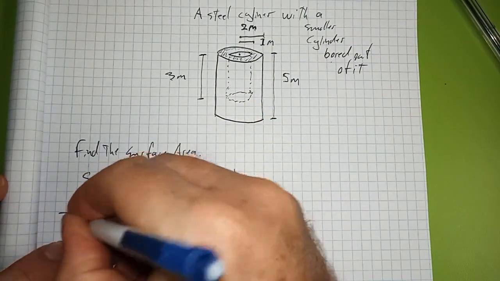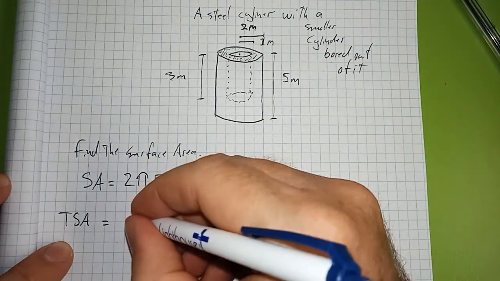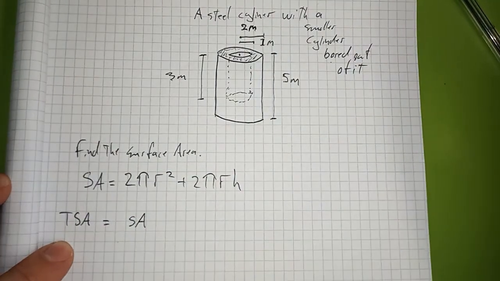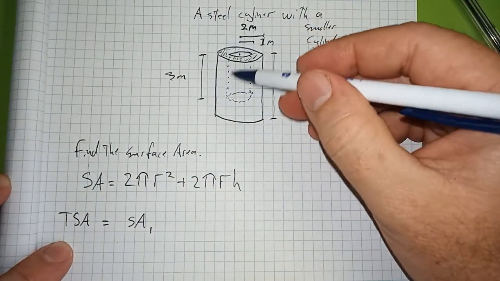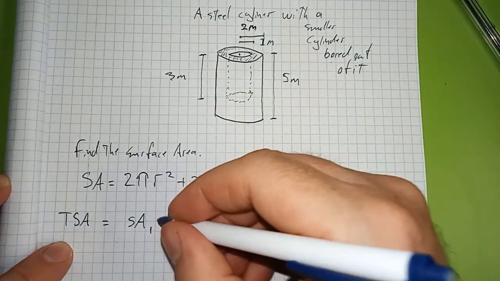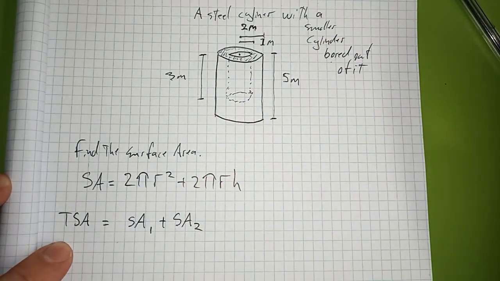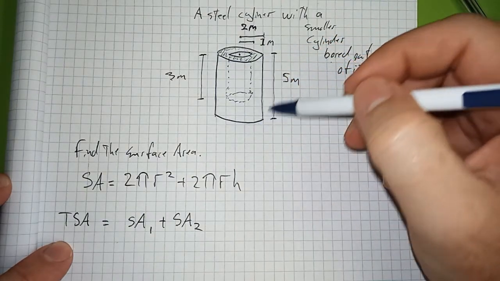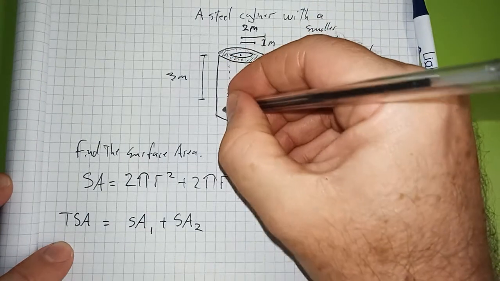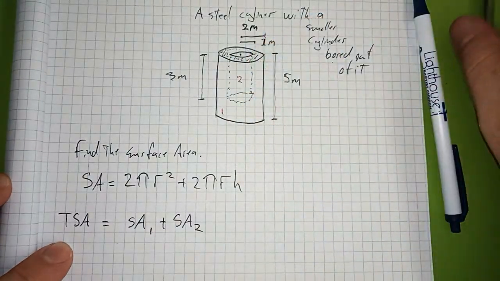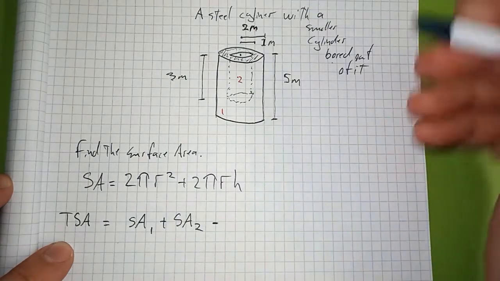Total surface area of this shape, TSA, equals surface area of 1. And this is going to increase the surface area, this indent, so we're going to add it, plus surface area 2. We're calling that outer 1 and the inner 2. Let's label that 1, 2. But then we have to minus the overlap.